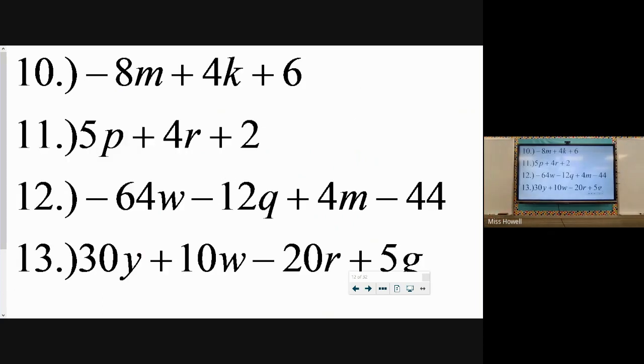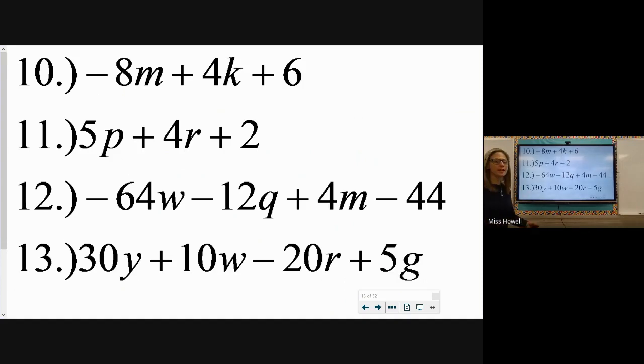All right, number 10, we should have a negative 8m plus a 4k plus 6. Number 11, we should have a 5p plus 4r plus 2. Number 12, a negative 64w, a minus 12q plus 4m, and a minus 44. And then number 13, we should have a 30y plus 10y minus 20r plus 5g.